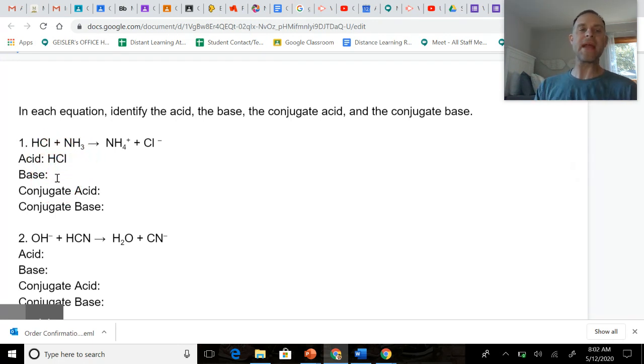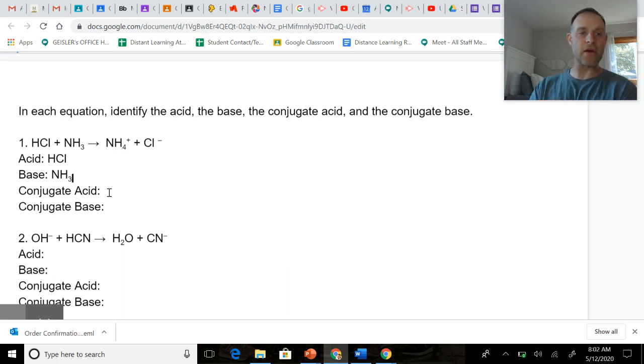Okay. My base is going to be the borrower. So if I look here, NH3 is exactly the same as NH4, except NH4 has gained an H. That's why it's H4, not H3, and it's gained a plus. So the base is the borrower. That tells me my borrower is my NH3. So I'm going to copy and paste that there. There's my base. Half done with that equation.